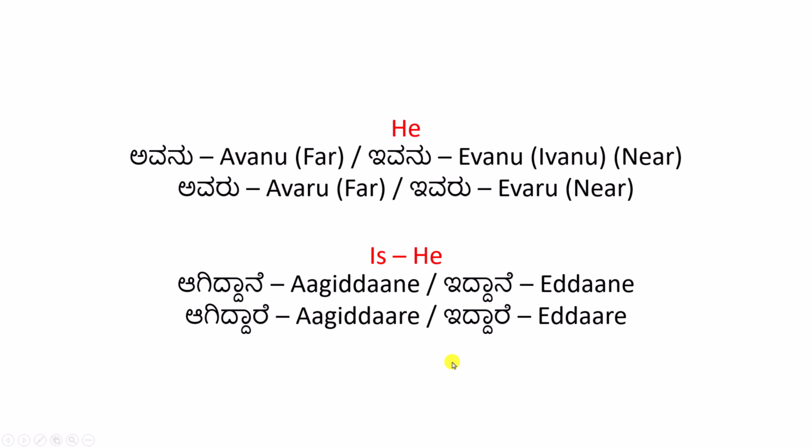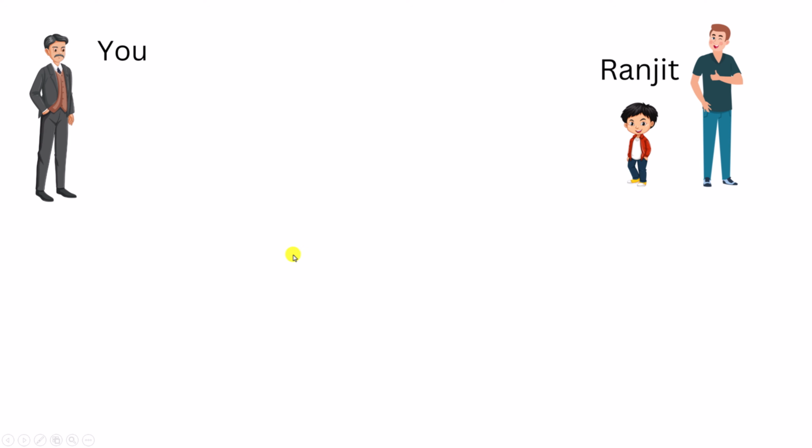Alright? Now, do not worry if this looks confusing. We will take plenty of examples, and by the time you finish this video, everything will be clear. Okay? Now, let us take an example. Let us consider that this is you. You may be a male or a female. It does not matter. Alright? Let us consider that this is Ranjit.